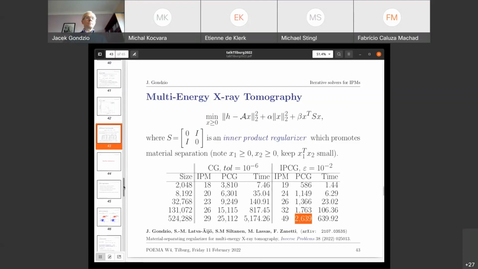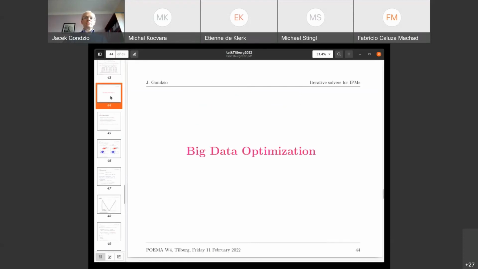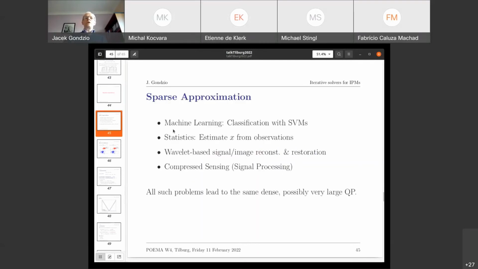My next part of the talk will concentrate on big data optimization. And to be precise, on sparse approximations. And those can originate from machine learning or from computational statistics when we want to estimate X from observations, or signal processing and compressed sensing, a very, very sexy area that engineers are excited about. All such problems lead to some dense, possibly very large quadratic programming problems.